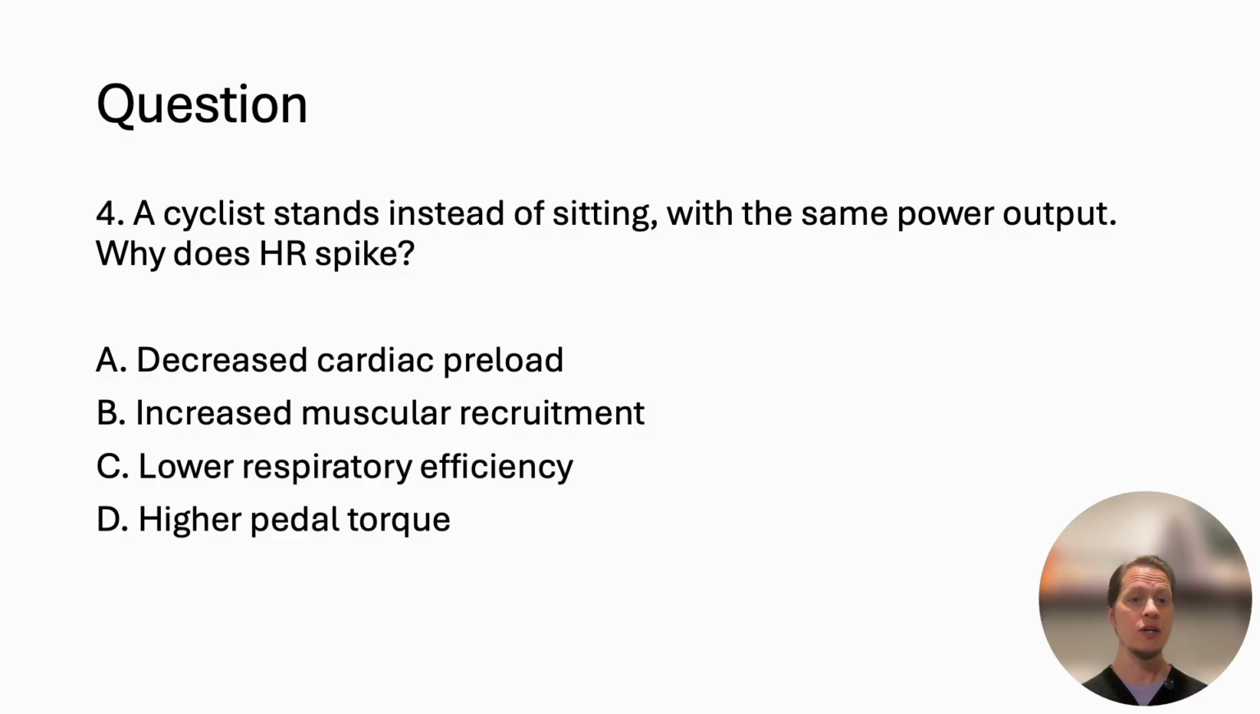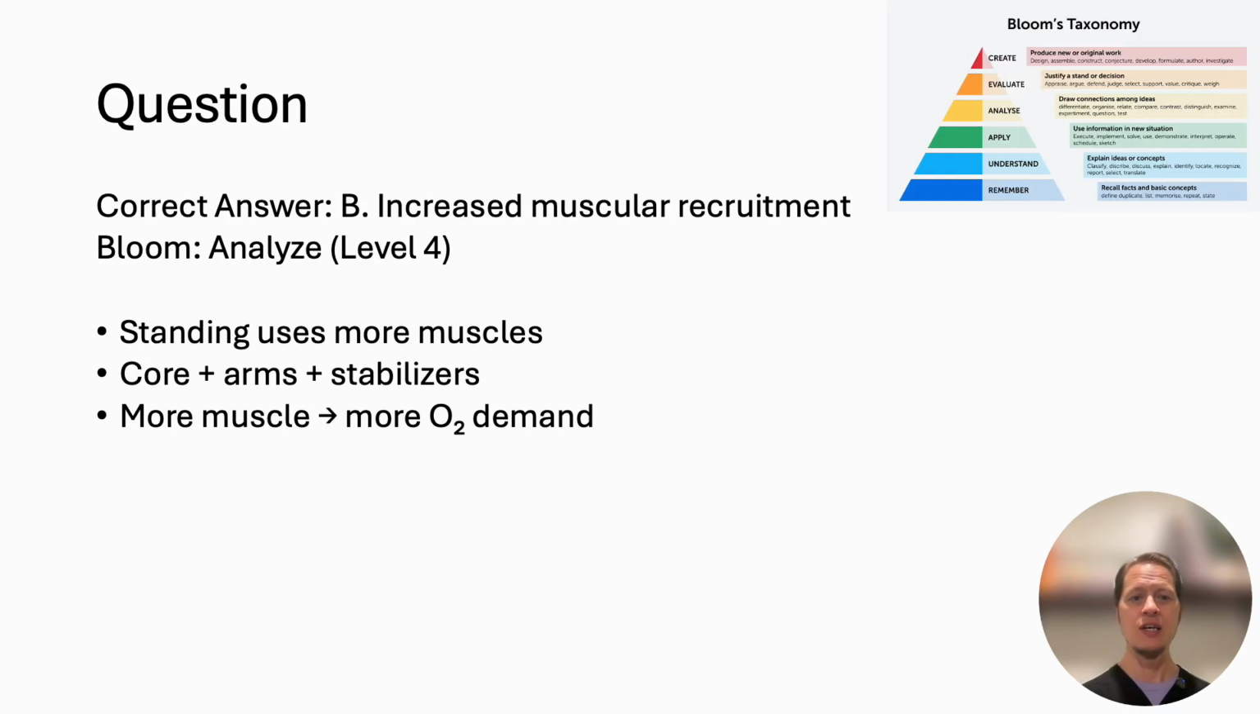And the options are A, decreased cardiac preload, B, increased muscular recruitment, C, lower respiratory efficiency, and D, higher pedal torque. Again, these might be hard. Try to reason through it. Try and see if you can find the correct answer in there, which is B, increased muscular recruitment.